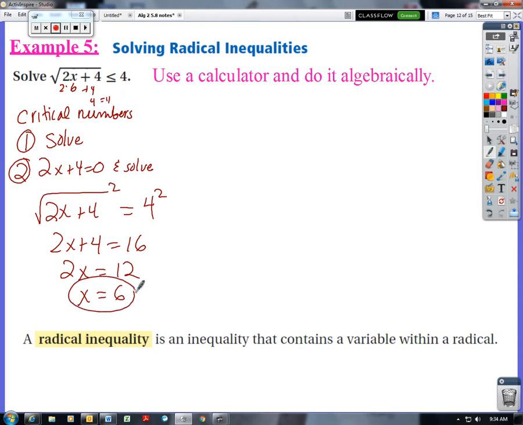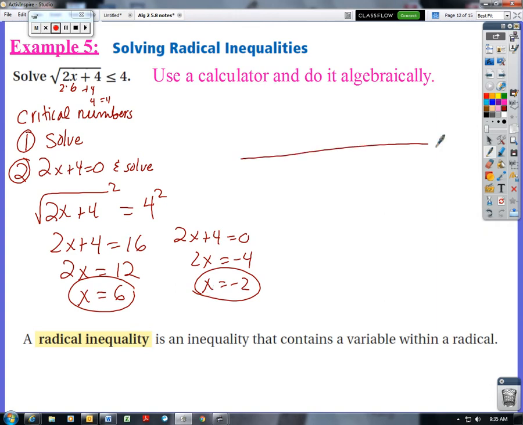But there is another critical number, and that's where 2x plus 4 equals 0. Whatever's under the radical, you need to make that equal to 0. So I'm going to subtract 4 from both sides and divide by 2. x equals -2. That's my other critical number. I go to my number line, put the smallest one on the left, the larger one on the right. These two numbers divide the number line into 3 intervals. And then we choose a number in each interval and check it in the original inequality.